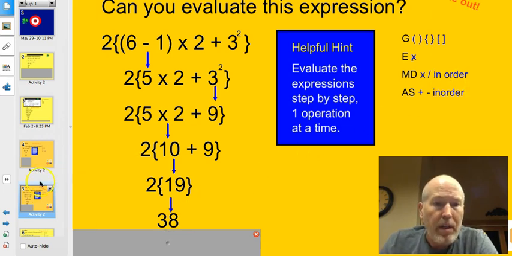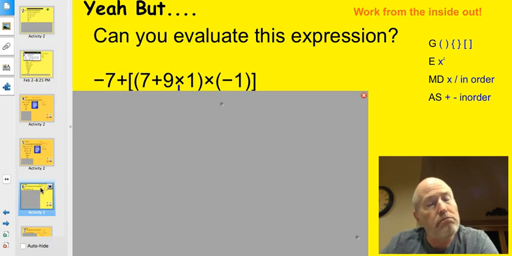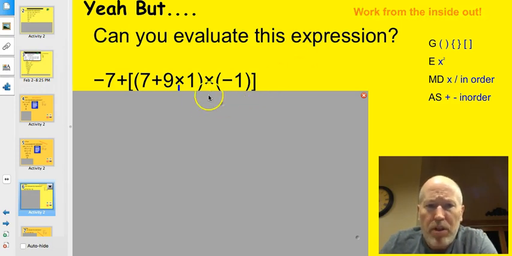All right. There's always a "yeah, but." Yeah, but what if there's negative numbers? Let's give it a shot. This is a pretty complicated looking problem, right? But let's just work through it step by step. We don't have any values to substitute in. Here we've got all the values present. We've got multiplication and addition, but we've got a negative number here and a negative number here.